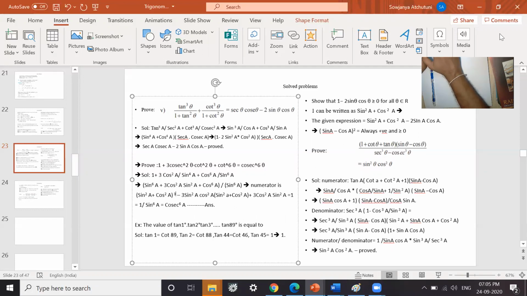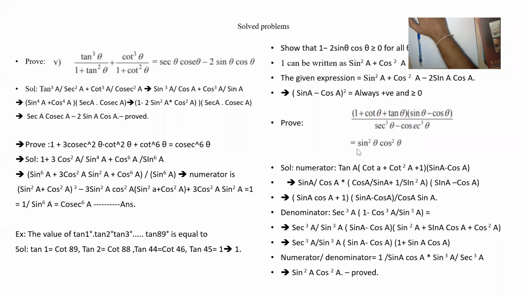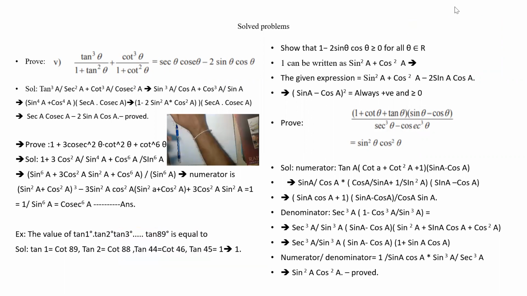So we should have the knowledge of complementary angles here. Now you see, show that 1 minus 2 sin theta cos theta is greater than 0 for all theta.